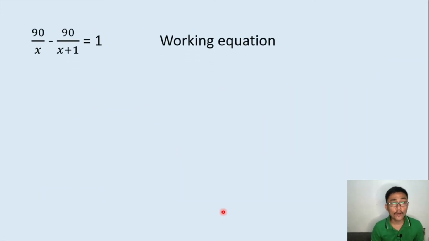So, our working equation will be 90 over x minus 90 over x plus 1 is equal to 1. So, dito yun sa time, di ba? Since ang hinahanap ay yung kung gaano kabilis yung kanilang takbo. So, the LCD here is x times x plus 1. So, based na sa ating denominator.